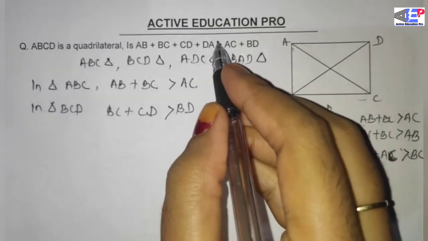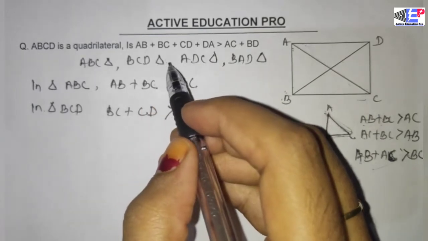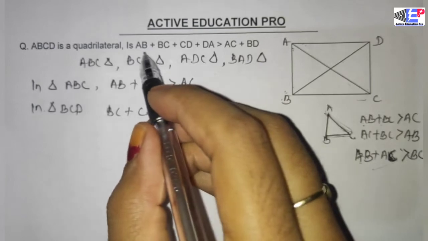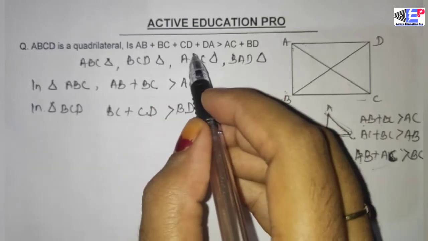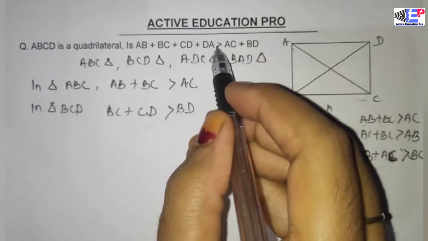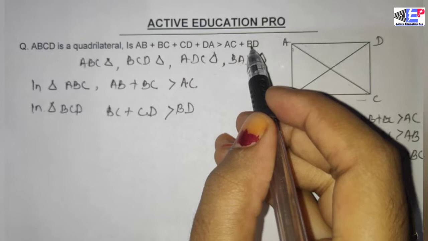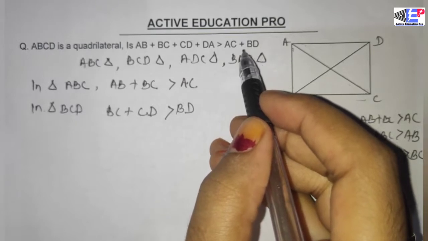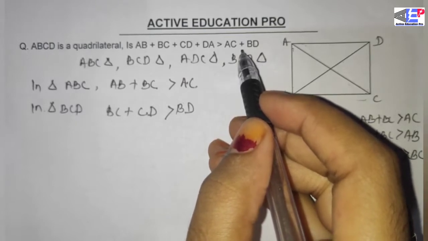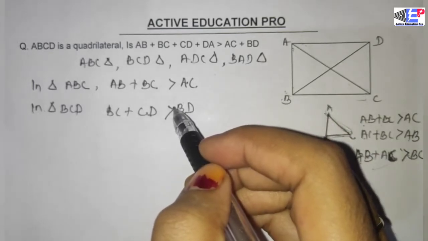Always look here, there is a greater than symbol, and you should try to come to this proof point. AB, BC, CD, DA are on the left side of this symbol, and AC, BD are at the right side of the symbol. So anyhow, by applying the side property of a triangle, you have to come to this position so that it will be easy to solve these questions.